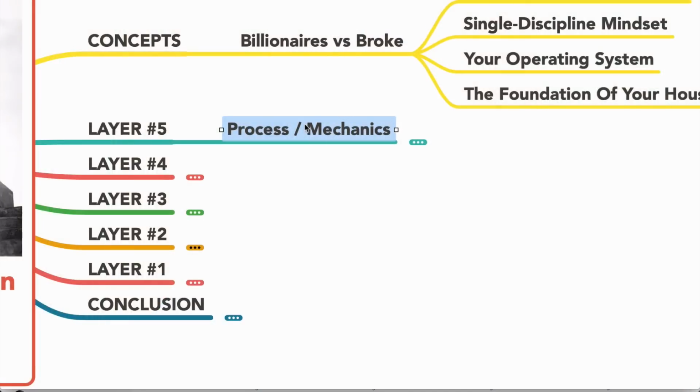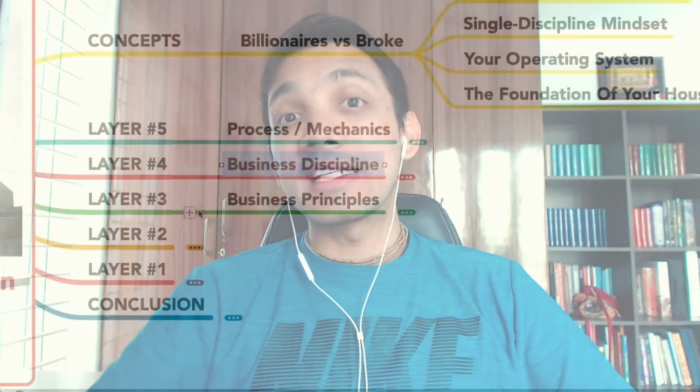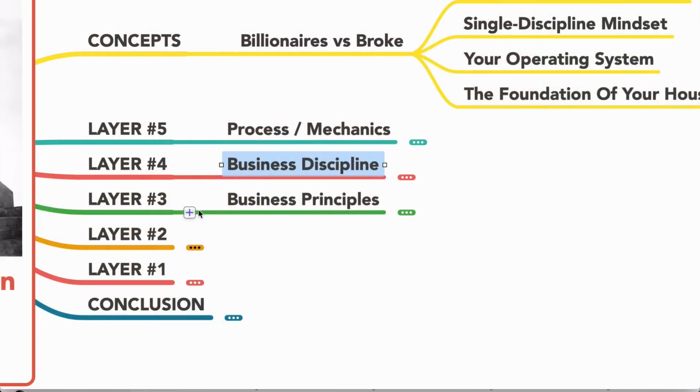Okay. There's one layer below process and mechanics, which is business discipline. Do you have the personal discipline in your business to follow through and to execute? Now, if I just give you the processes, and if you don't have the discipline, no results. Now, there's one layer below business discipline, which is business principles on which you operate.